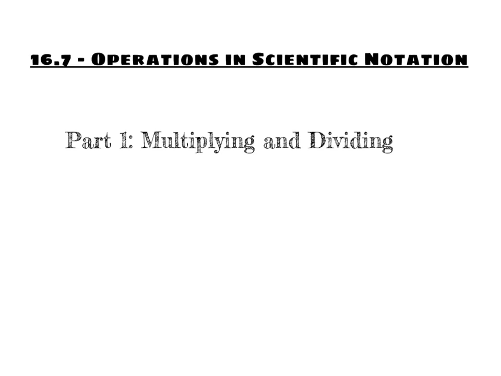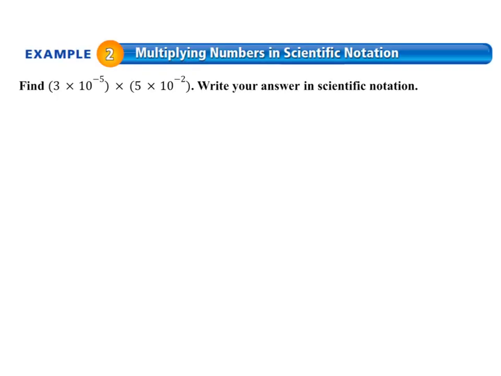Hey, Compact students, this is Miss Moyer with 16.7, Operations and Scientific Notation. This is part 1, multiplying and dividing. Your notes are in the order of addition and subtraction first, so you just have to skip down to where it starts with the multiplication and division.